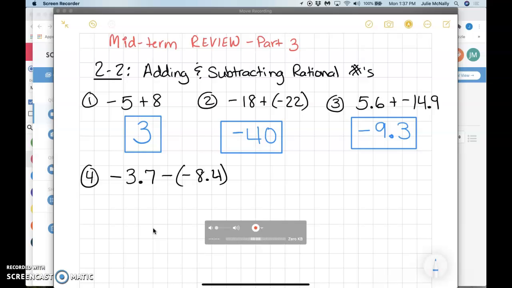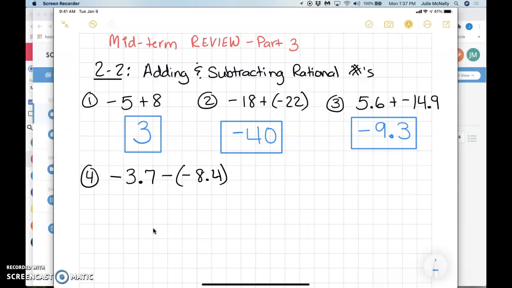Okay, for number 4, there's a special rule. What do I have to do first on number 4? Parentheses first. Well, yeah, but there's something special in this problem that I have to fix first. There are 2 negatives right next to each other, and they turn each other positive. So the first thing I'm doing is changing those signs.